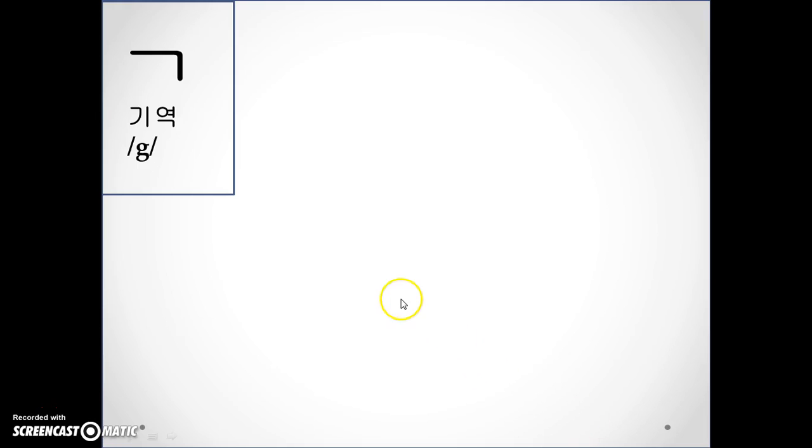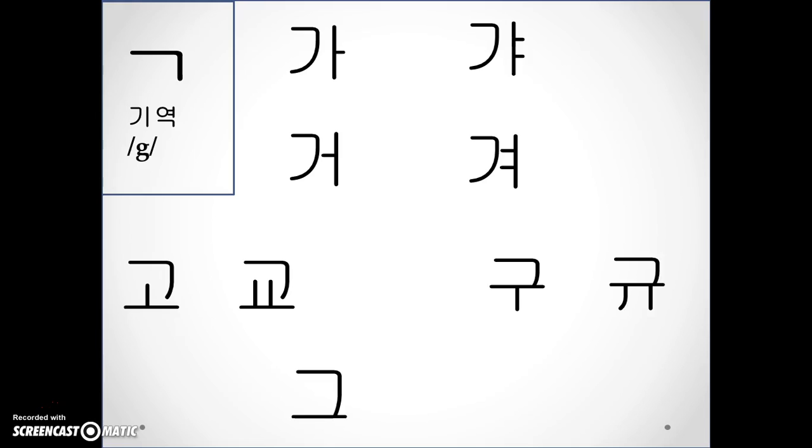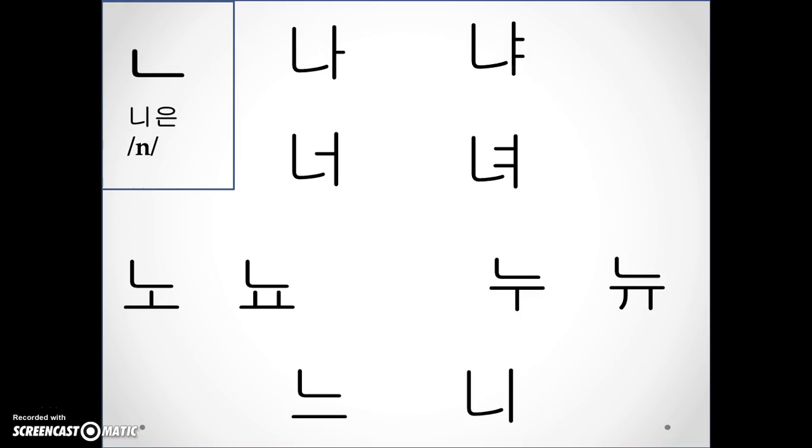So 기역, this is a tongue back sound, right? From here we have 가, 야, 거, 겨, 고, 교, 구, 규, 그, 기. Next, I'm going to move on to the tongue tip sound. 니은, 나, 냐, 너, 녀, 노, 뇨, 누, 뉴, 느, 니.